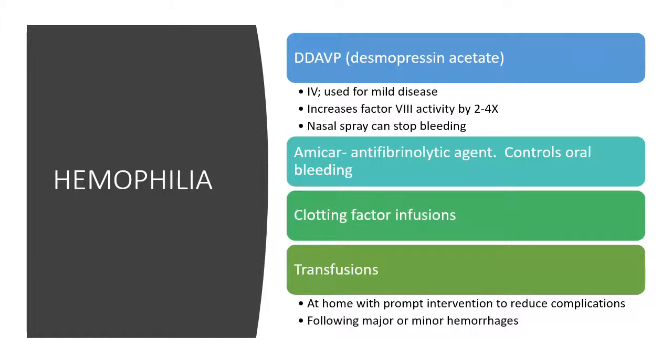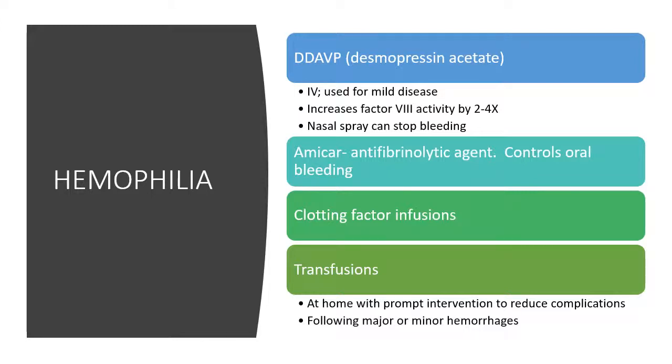Medications that can be used to treat problems during hemophilia include desmopressin, or DDAVP, and it can be given intranasally, IV, and there's actually an oral form as well. It increases factor VIII activity by 2 to 4 times, and it can stop bleeding.